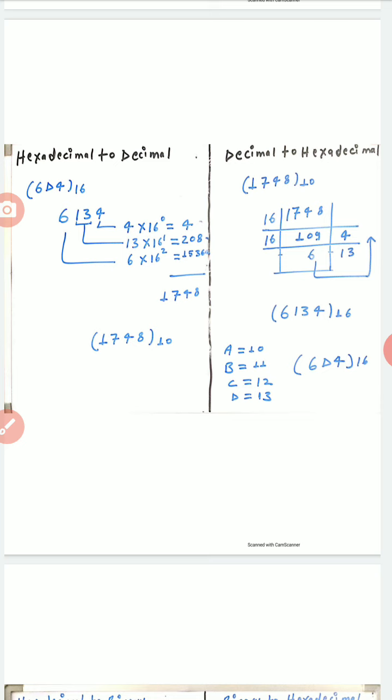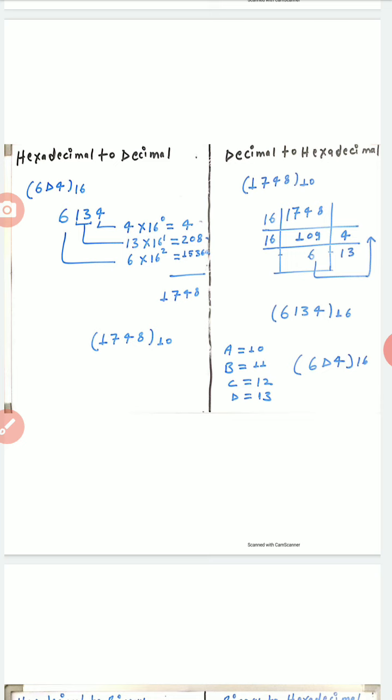Now this number I need to convert again, hexadecimal to decimal, as I shared with you. That means multiplying by 16. So here 6, 13 and 4. Keep in mind 13 is a single-digit number. First 4 gets multiplied by 16 to the power 0, that is 4, and 13 multiplied by 16 to the power 1 is 208.